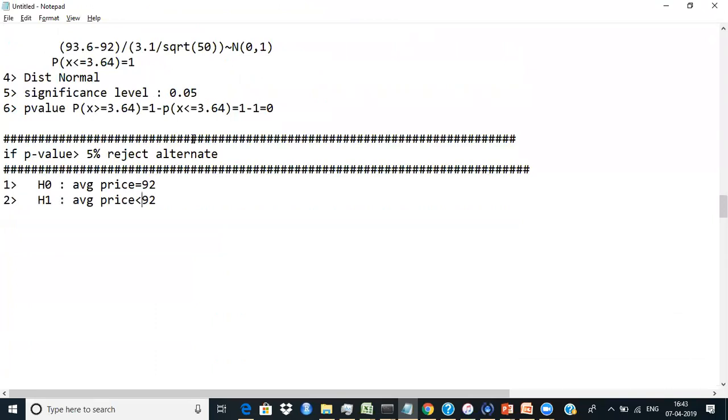Now, how do we deal with not equal to? Not equal to means it can be greater than, it can be less than. It can be both actually. So this is known as a two-tailed test. Greater than is right-tailed, less than is left-tailed. This is two-tailed. Now, how do we deal with this two-tailed scenario? It's very similar, but we approach it in a different way.